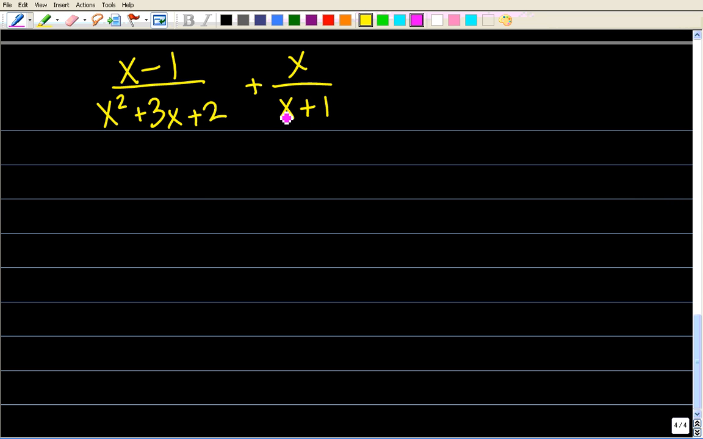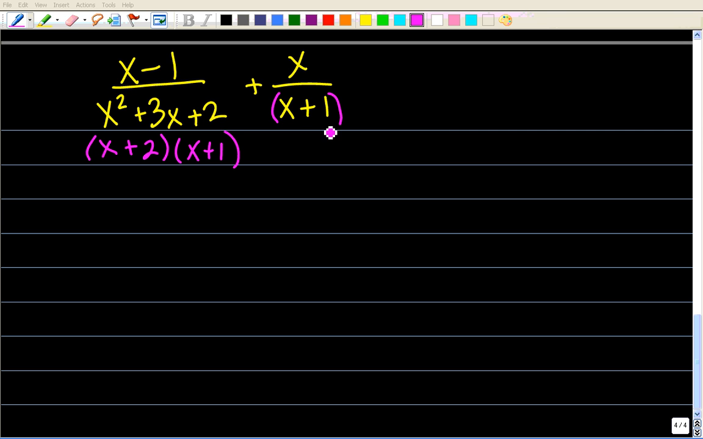So to factor these denominators, this one is x plus 1 and that can't be factored anymore. But this x squared plus 3x plus 2, we can factor that. We would have what multiplies to the last term and adds to the middle. So we have x plus 2, and we also have x plus 1. So we've done step 1. We've factored the denominators completely. Step 2 would be to find the least common denominator.